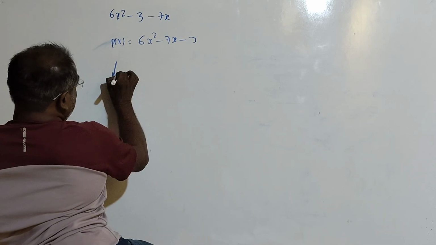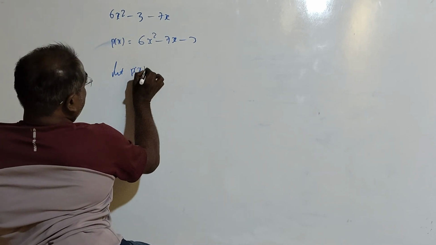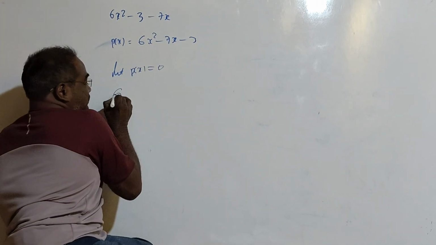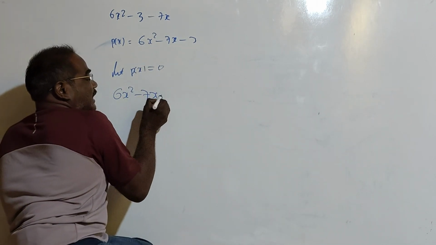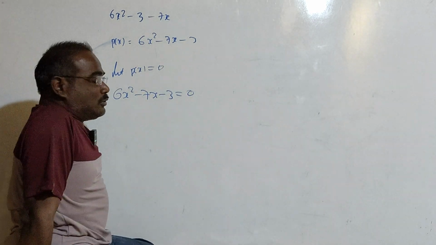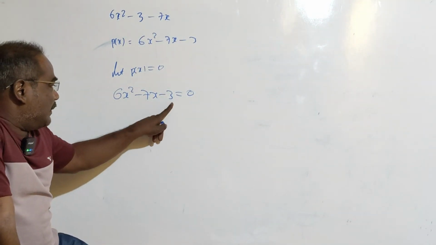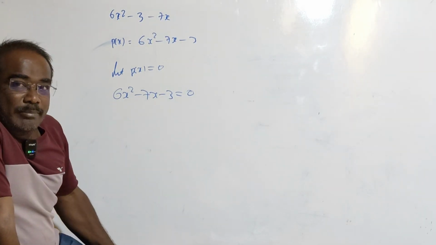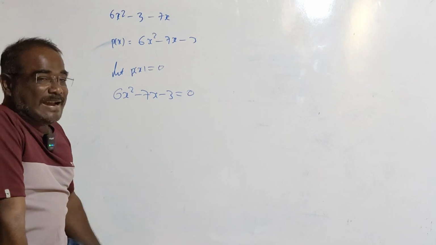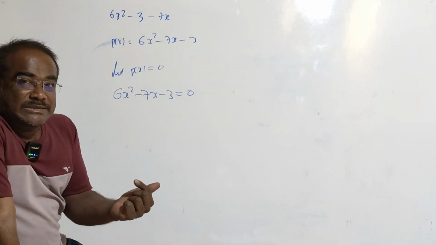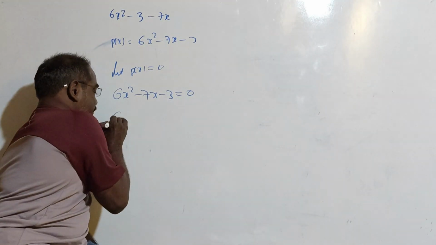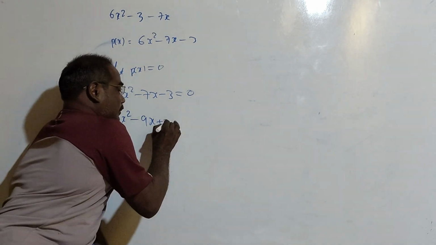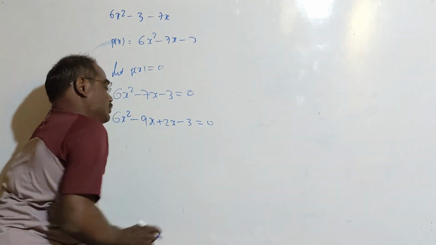Now, let P of x equal to 0. So this expression becomes 6x square minus 7x minus 3 equal to 0. On multiplying we should get 18, and by adding we should get minus 7. So 9 twos are 18, 9 minus 2 is 7. Hence 6x square minus 9x plus 2x minus 3 equal to 0.